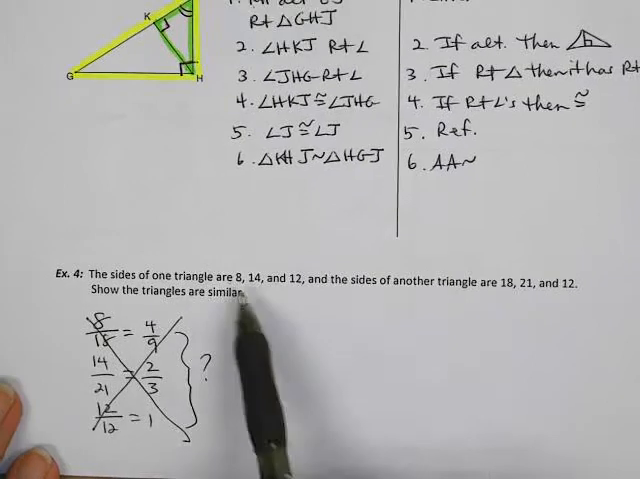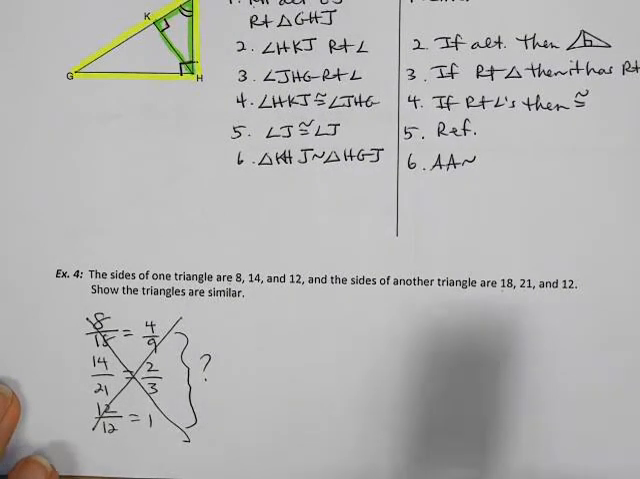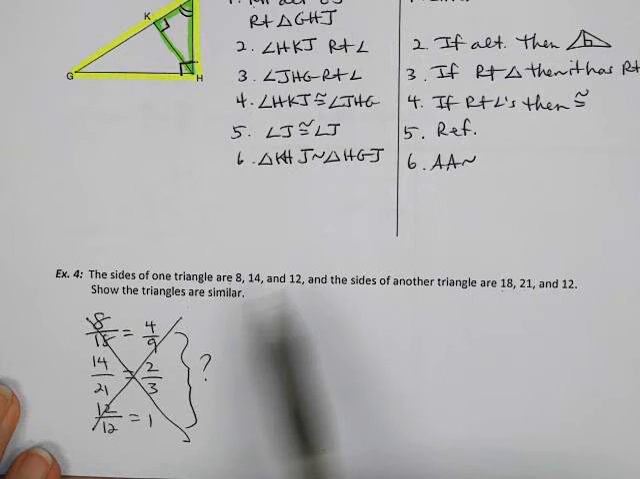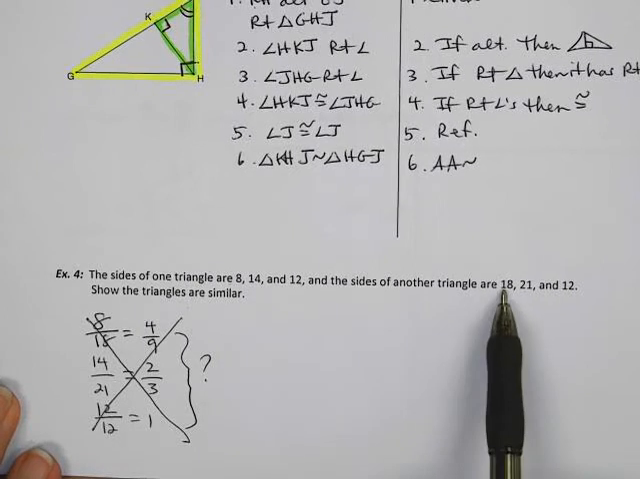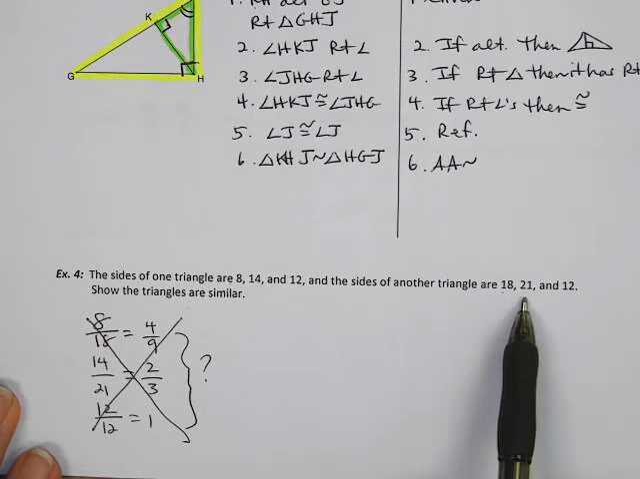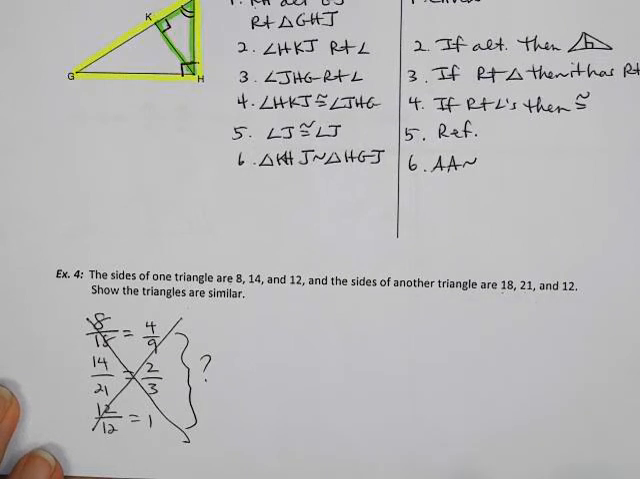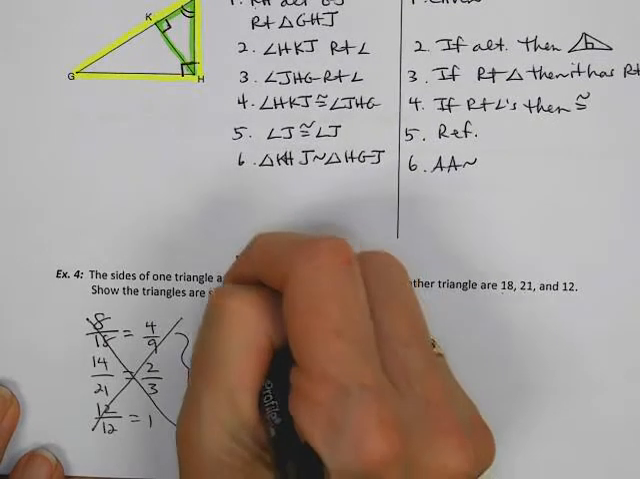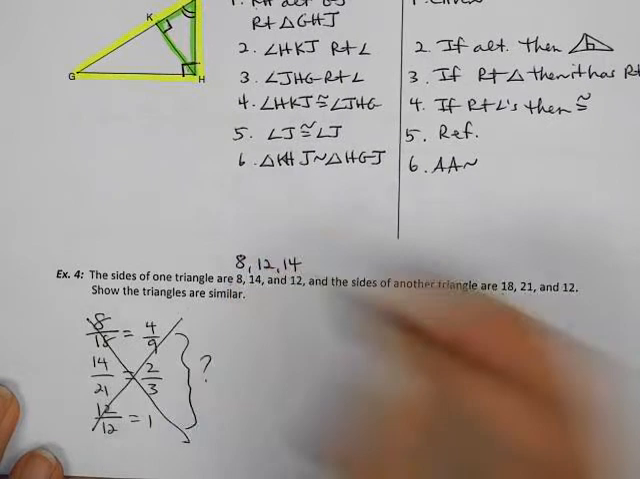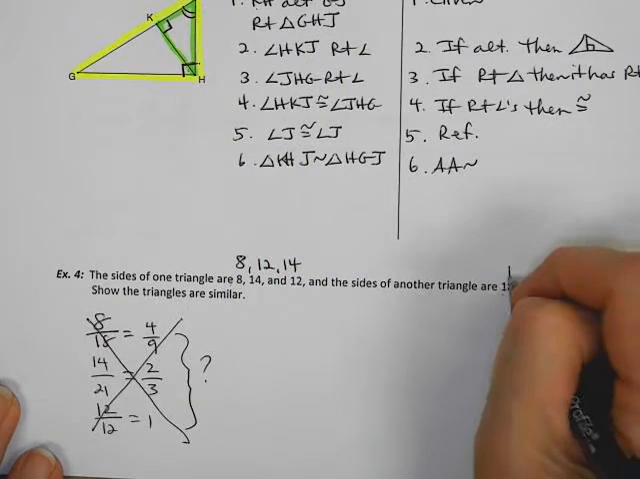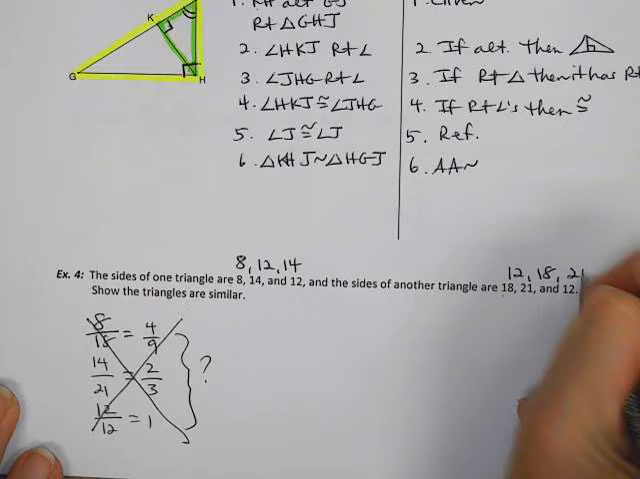Well, when they said the sides and these sides show they're similar, does it necessarily mean the 8 corresponds to the 18 and that the 14 corresponds to the 21? How do we decide which side corresponds to which side? My hint would be put them in order from lowest to highest, right? So this would be 8, 12, 14. This would be 12, 18, 21.